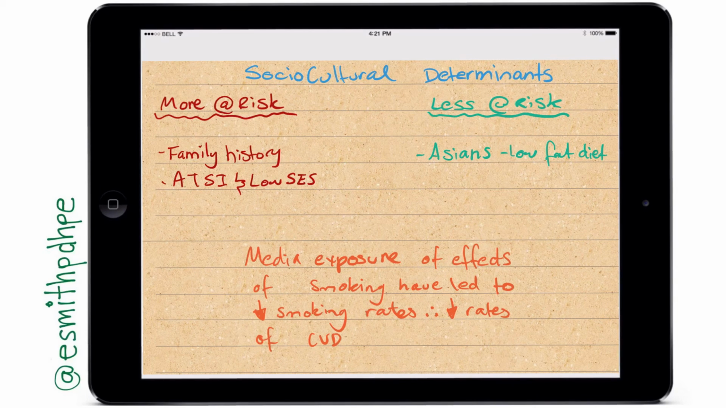If we have a look at population groups which are less at risk, we look at different cultural groups. So, for example, Asians often have a low-fat diet, whereas Western societies generally tend to have diets that are more high-fat, which would be more susceptible to cardiovascular disease. If we have a look at media exposure of the effects of smoking, it has led to a decrease in smoking rates and therefore decreased rates of cardiovascular disease.